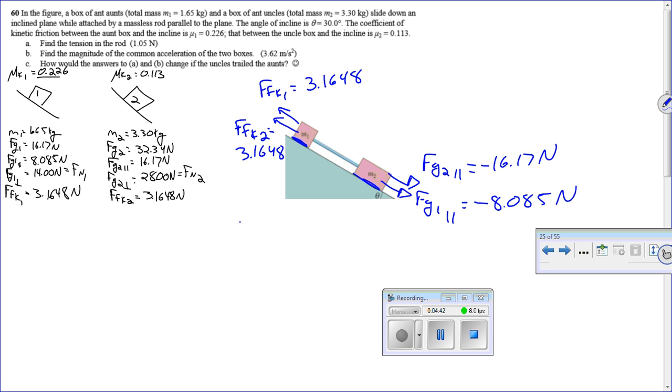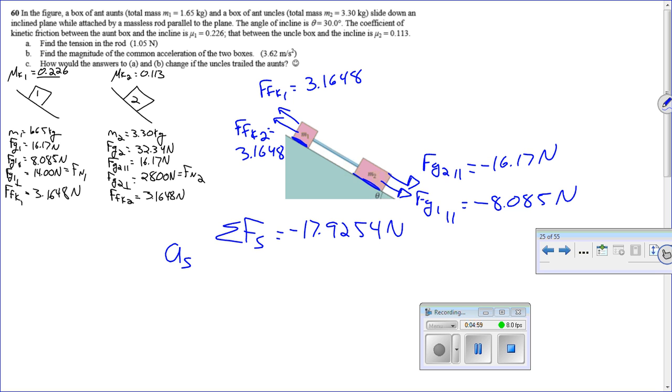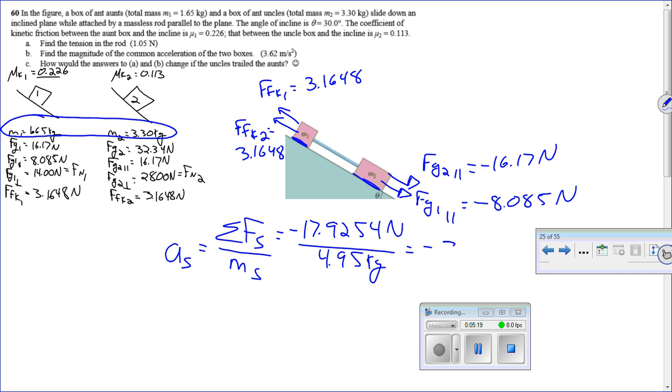So the net force on my system is going to be the sum of all of these 4 blue forces that I just wrote out, right? If you add up all of those forces, that net force ends up being negative 17.9254 newtons. And now we can use that to find the acceleration of the system, by taking that net force and dividing it by the mass of the system. The mass of the system is just these two masses added together, and that gives us 4.95 kilograms. So divide it out, and you get an acceleration of negative 3.62 meters per second squared.